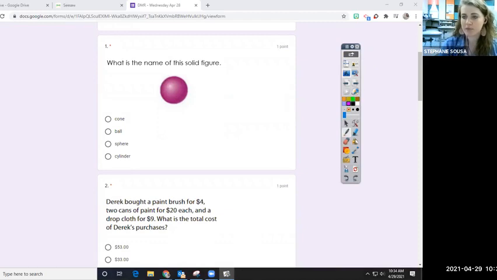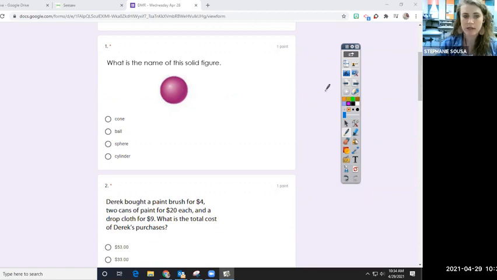Okay, here we go. Number 1, what is the name of this solid figure? This is a sphere. Okay, it is in fact a ball, but a ball is not the name of a solid figure. A ball is the name of a child's toy. So we look at the name of the mathematical term, which is sphere. Questions on that?